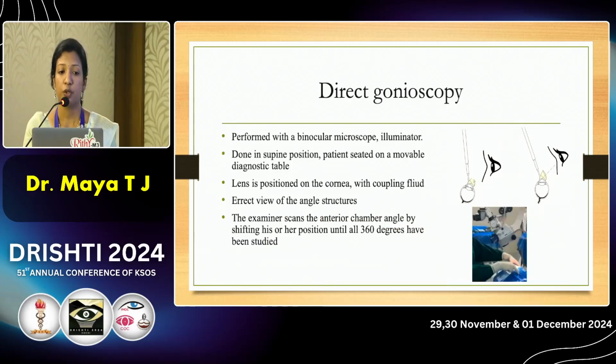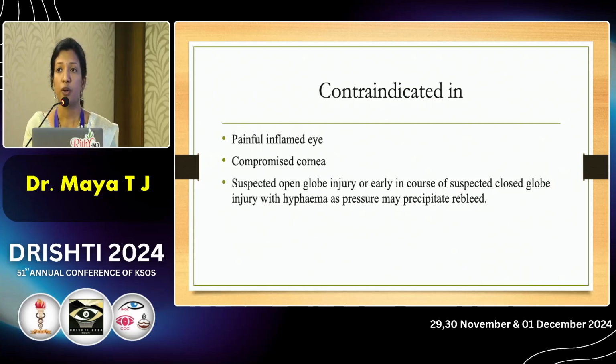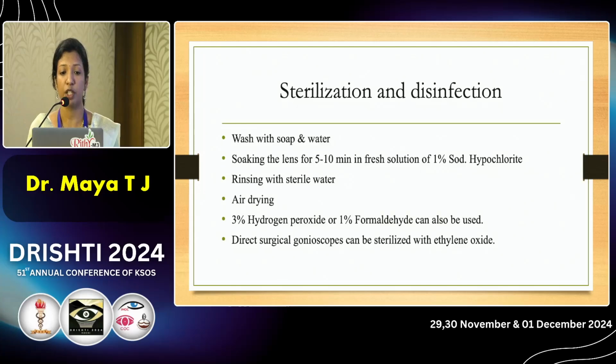Then direct gonioscopy is performed with a binocular microscope and illuminator. It is done in supine position. The lens is positioned with coupling fluid. We get an erect view. The examiner can scan 360 degrees by shifting his chair. It is contraindicated in a painful inflamed eye, compromised cornea, suspected open globe injury, or early in the course of suspected closed globe injury with hyphema, as the pressure may precipitate rebleed.